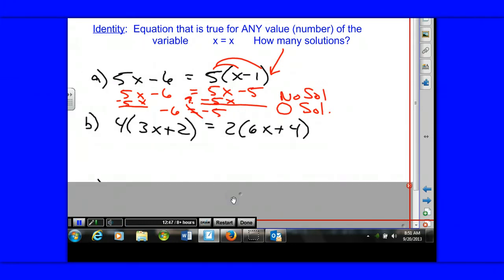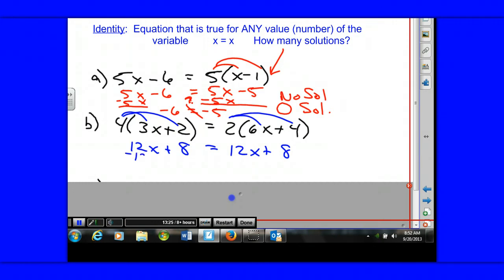Okay, once again, it looks a little complicated, so we're going to simplify and see what we have by distributing. 4 times 3x is 12x, plus 4 times 2 is 8, equals 12x plus 3 times 4 is 12. Interesting. We have the same expression on both sides of the equal sign. So how many solutions will this have? Infinite.